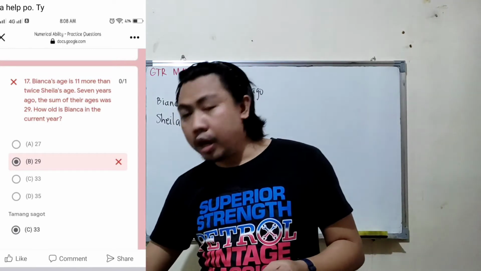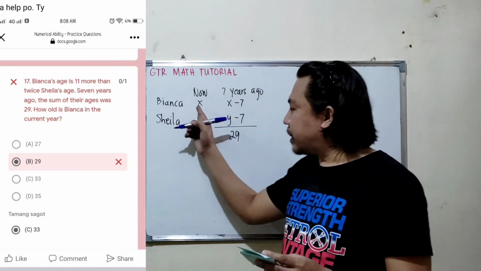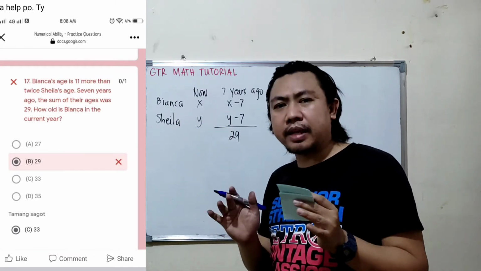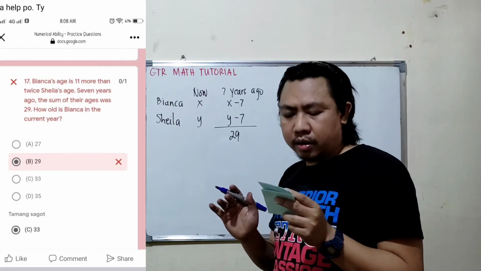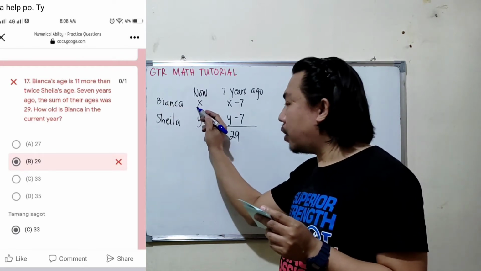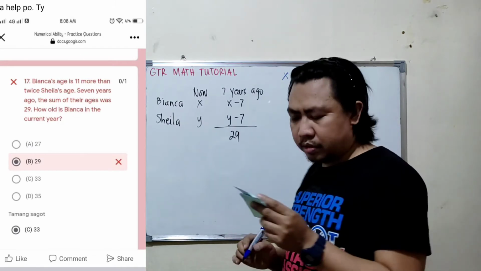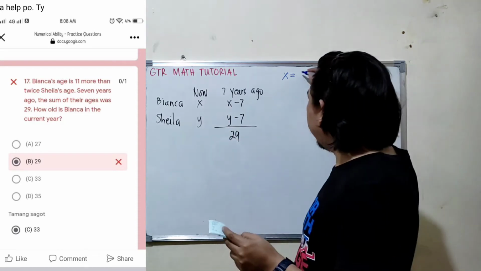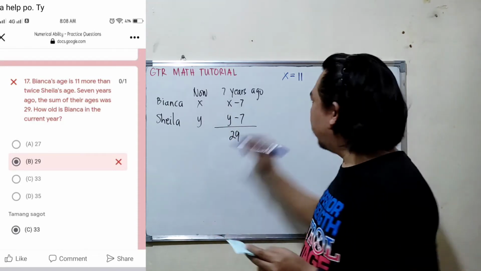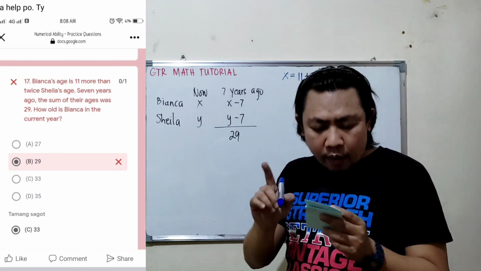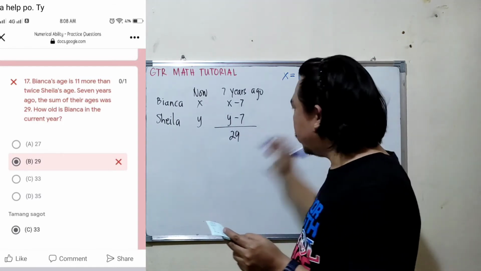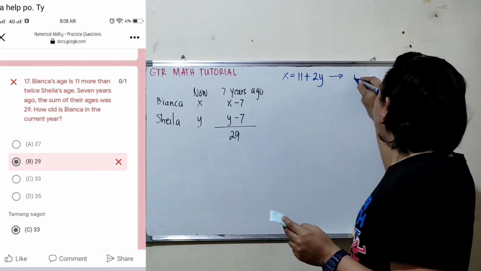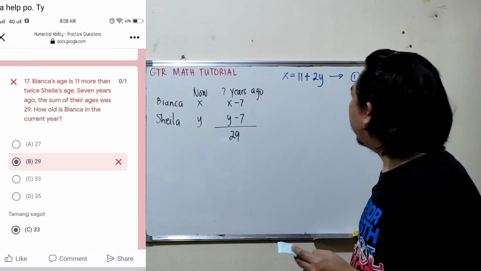Okay, so buuin natin yung dalawang equation natin. So, isa-isahin natin dito. Bianca's age. So, pag nagta-translate tayo sa mathematical sentence, word by word yan. Bianca's age. Ano ang Bianca's age? X. Is means equals. 11. Lagi 11. More than is plus. Twice Sheila's age. So, twice times 2. Sheila's age, yan, 2y. So, ito ang ating equation number 1. Okay? So, yan ang equation number 1 natin.